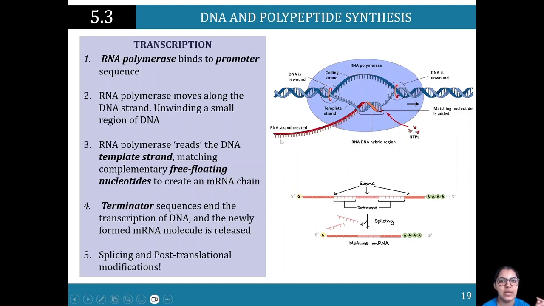Now remember, two differences between RNA and DNA: in RNA there is ribose sugar in comparison to deoxyribose in DNA, and RNA is also going to have uracil instead of thymine. So uracil replaces thymine, and that's sort of the key there as well. Okay, so once the RNA polymerase reads the DNA template strand, it matches the complementary free-floating nucleotides to create an mRNA chain. And mRNA stands for messenger RNA, so it's basically taking a message. Think of it that way, it's a messenger.